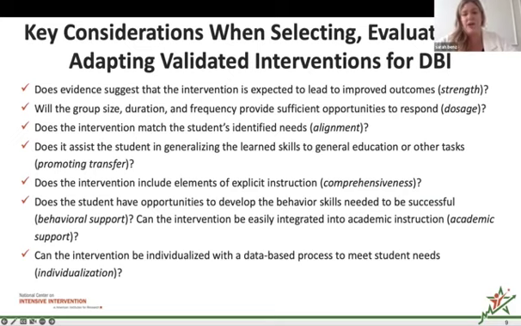Does the evidence suggest that this intervention will lead to improved outcomes for this student, right? Is the group size or opportunities to respond conducive for the student? Does this assist in generalizing skills, right? That was a big one. We know we have students who can do the skill in intervention, this really well-designed intervention, but can they transfer that over to the general education classroom?